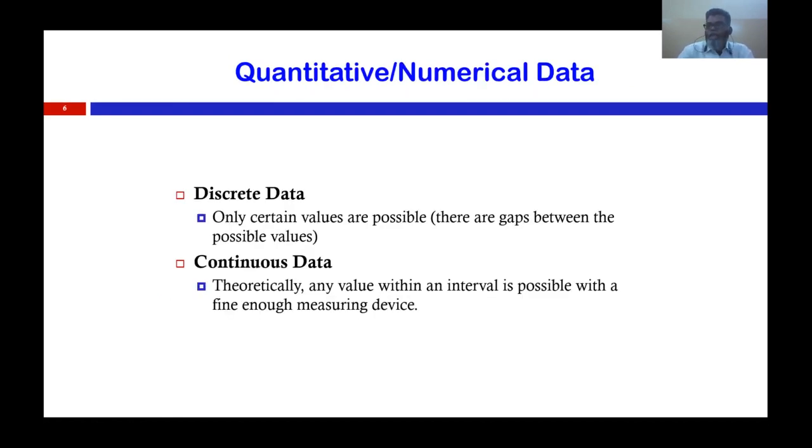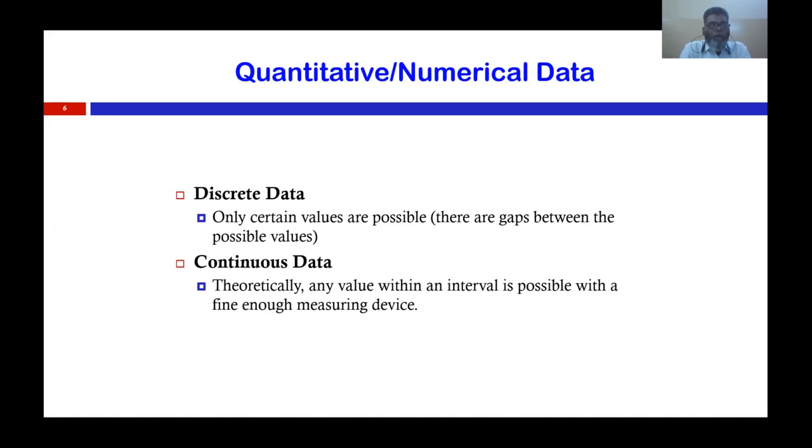And quantitative, numerical data, from where are we going to get it? We are going to get it from discrete data or continuous data. So what is discrete data? It is the information that can take certain values.